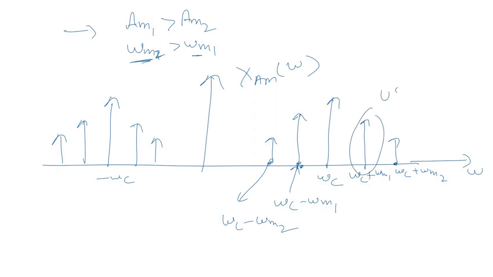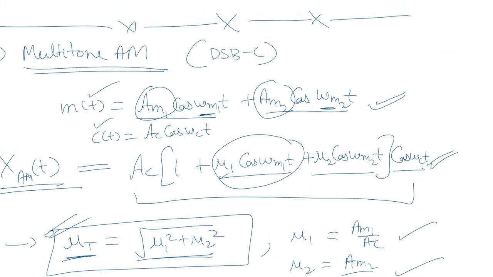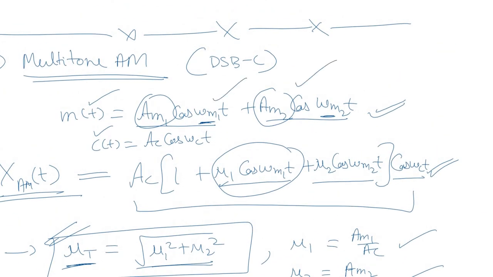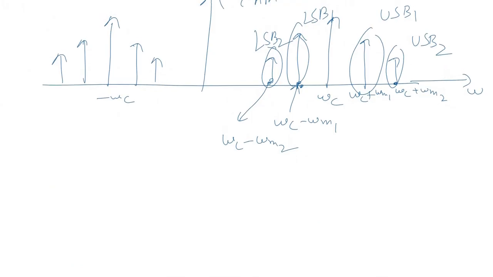This is upper sideband 1, this is upper sideband 2, this is lower sideband 1, and this is lower sideband 2. So on the contrary to the single tone type of a system, in case of multi-tone, as the number of frequency components increases, the number of sideband pairs increases accordingly. So now since there are two frequency components in the message signal, there will be two pairs of sidebands here. If there were three frequency components, the number of sideband pairs would be 3 if we analyze the spectrum.